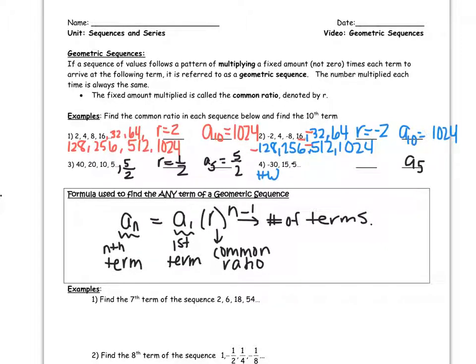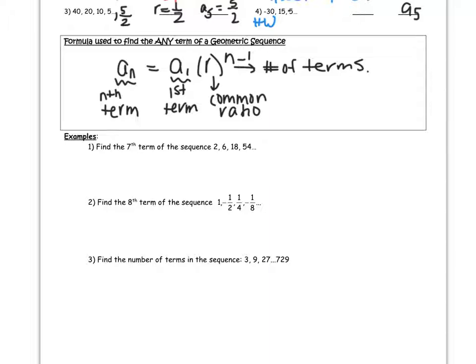So let's find the 7th term of this sequence using this formula. So I want to find a sub 7. So we're going to say a sub 7 equals a sub 1, which we know the first term is 2, times the common ratio, then to the n minus 1 power. So if n is 7, then this here is 7 minus 1.